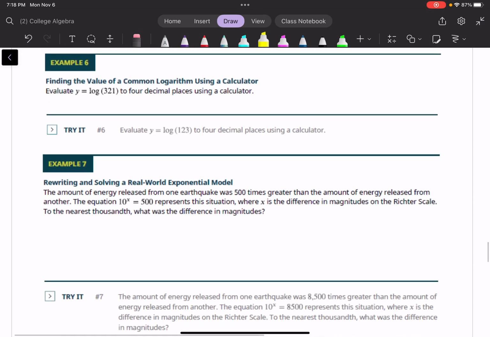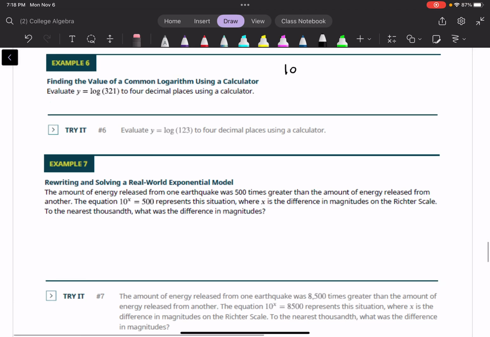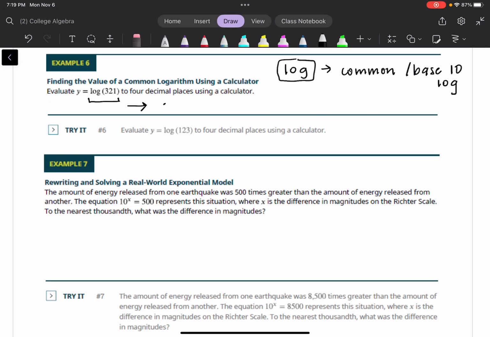The next thing is, you're going to love it. Finding the value of a common logarithm using a calculator. So there are 2 buttons concerning logarithms on your calculator. One of them is the log button, and it does refer to the common or base 10 logarithm, right? So that's all you've got to use other than the natural log on your calculator. So you will literally type this into your calculator and evaluate to 4 decimal places, and you should get that it's approximately 2.5065. And if you want to try it on this one, you can confirm that this is 2.0899.